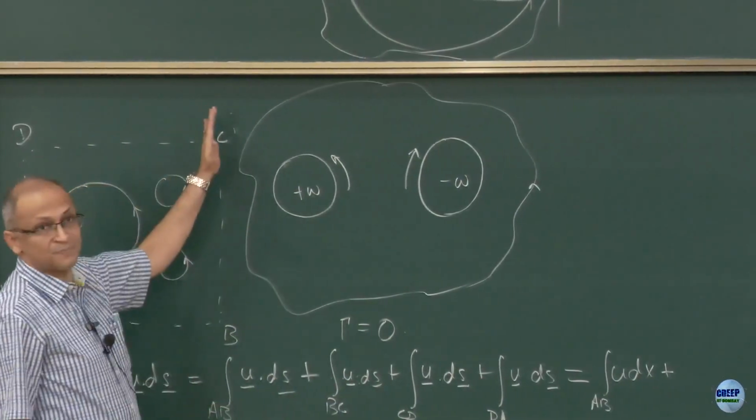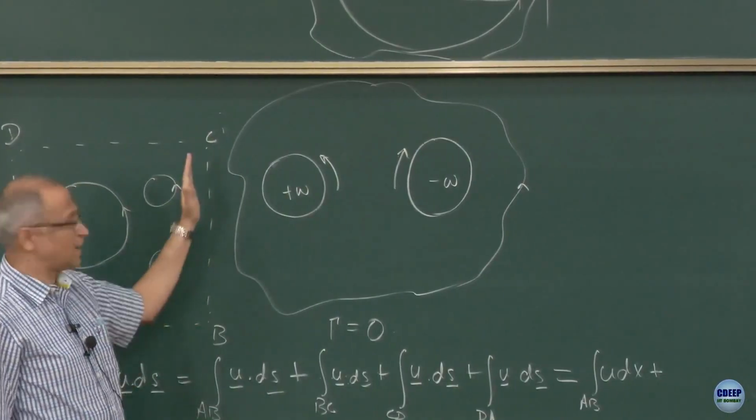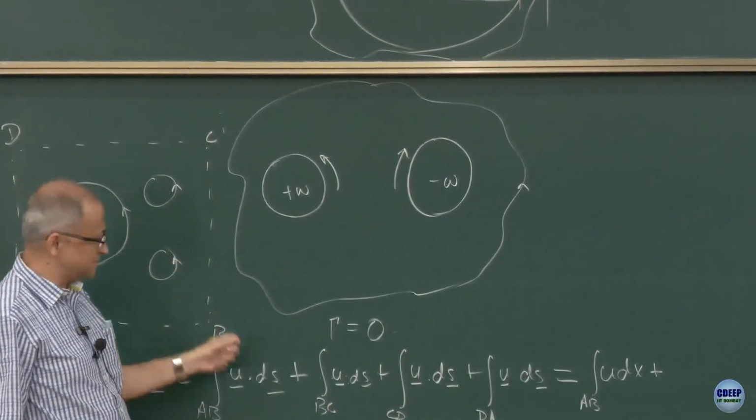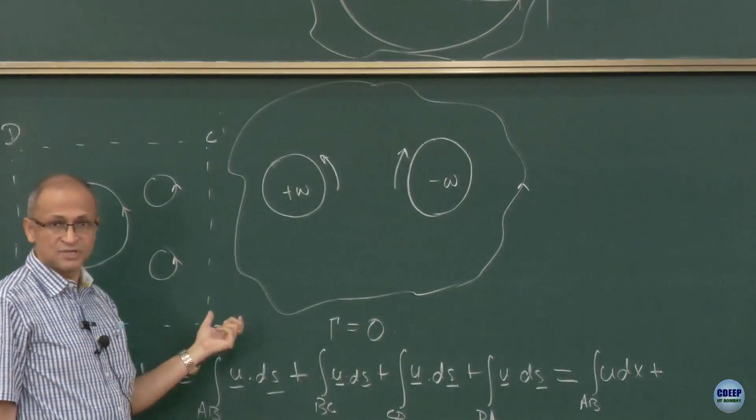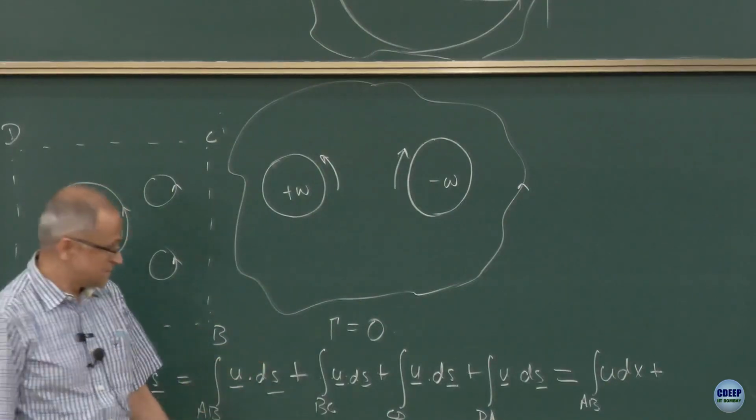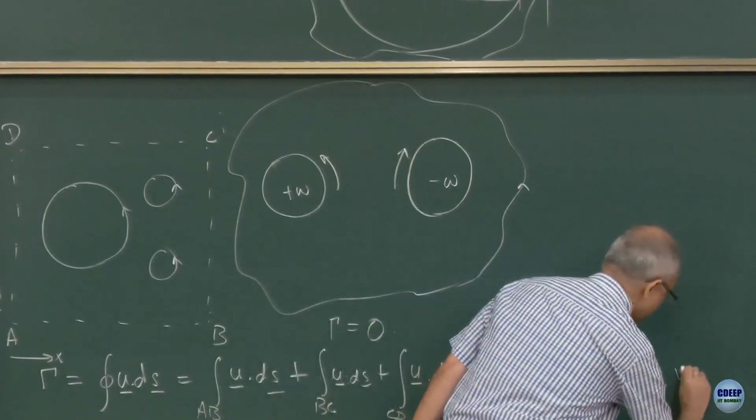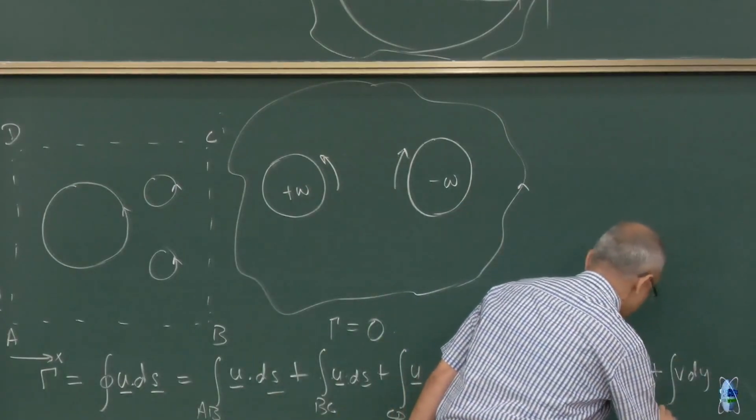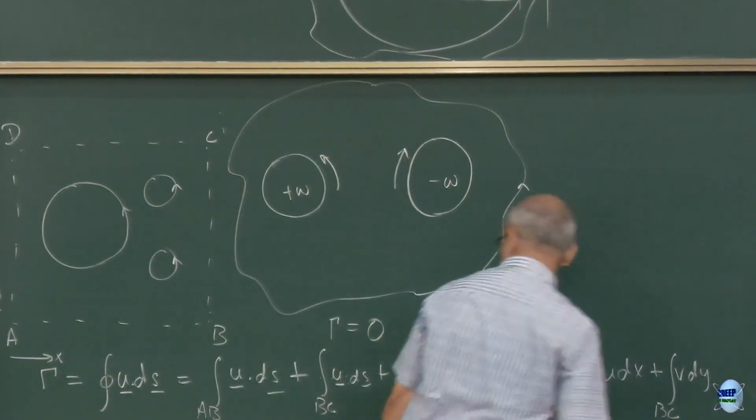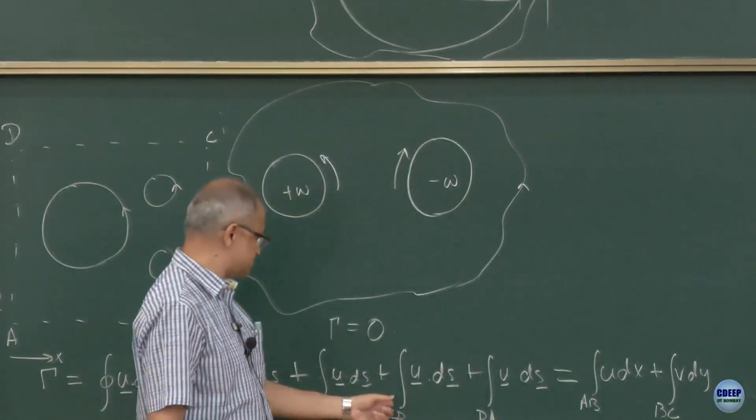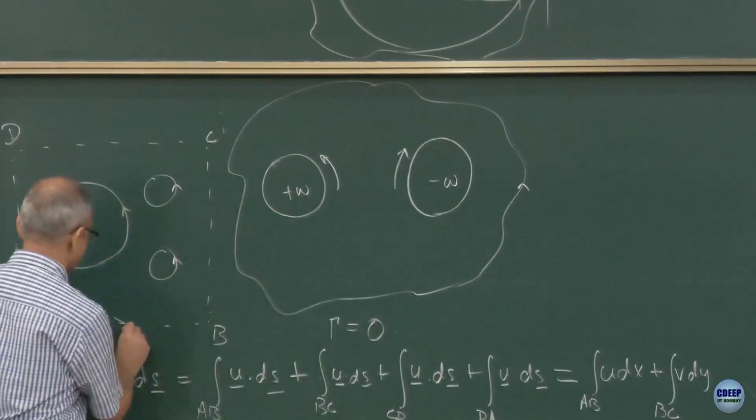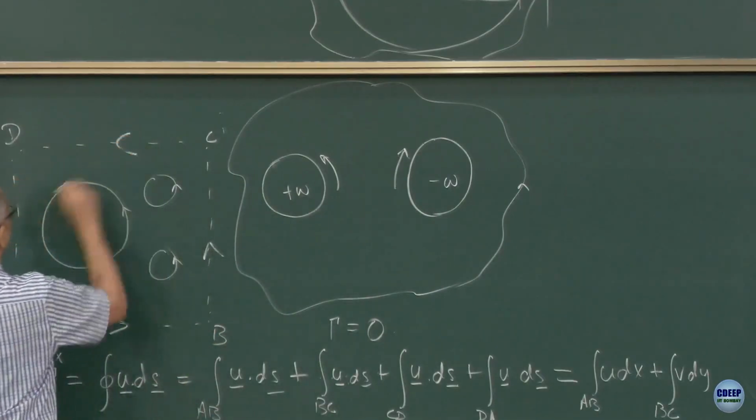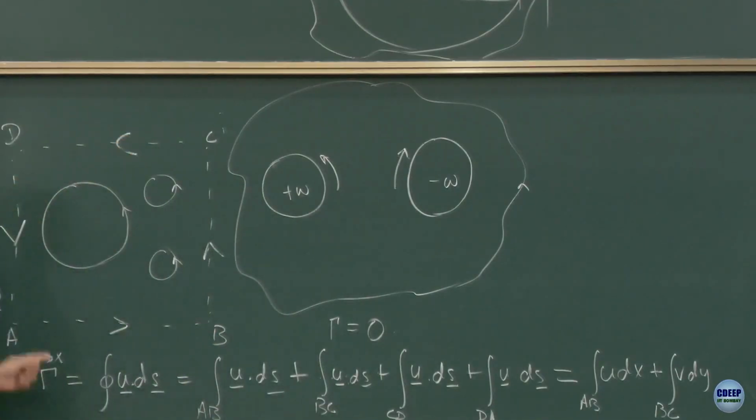plus from B to C, I'm moving along this path. So the path is along the y direction, so ds is nothing but my delta y. So my dot product will only give me v. So this becomes v times dy from B to C. And then when I go along this path, u dot ds, I'm going like this. This is my direction of motion.